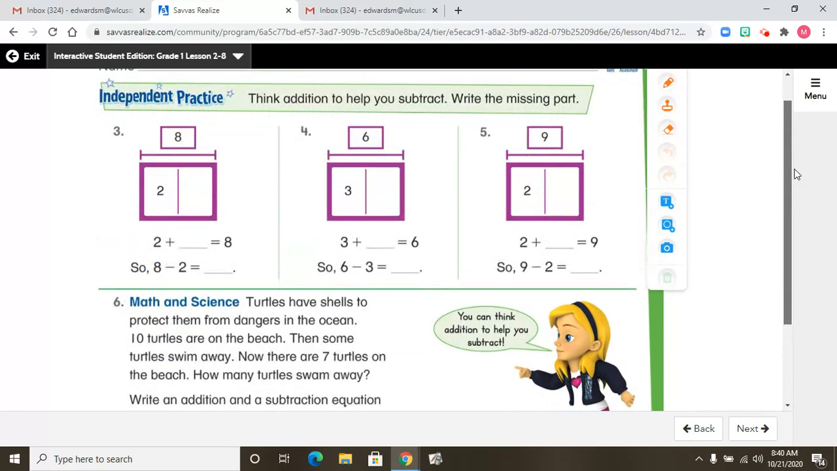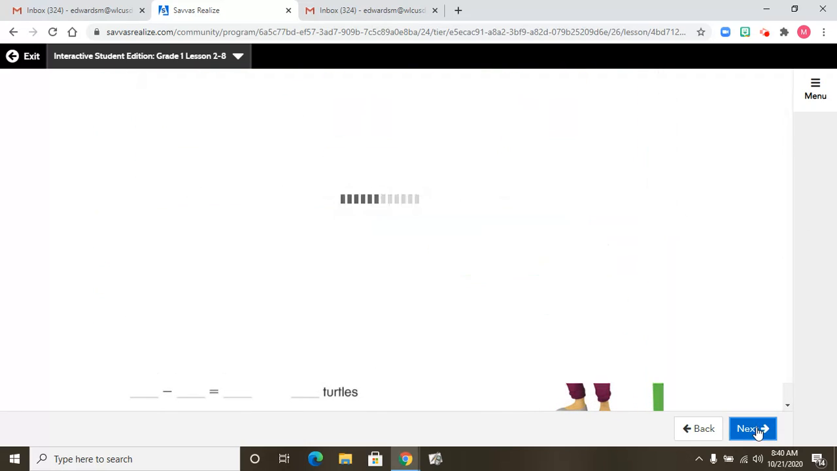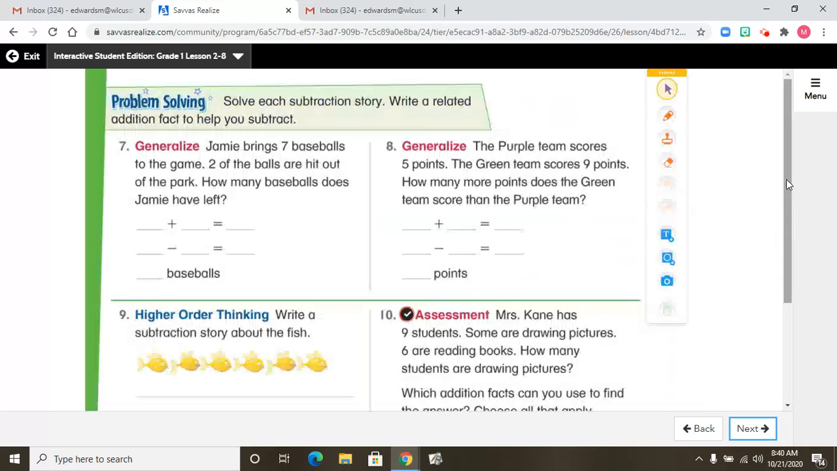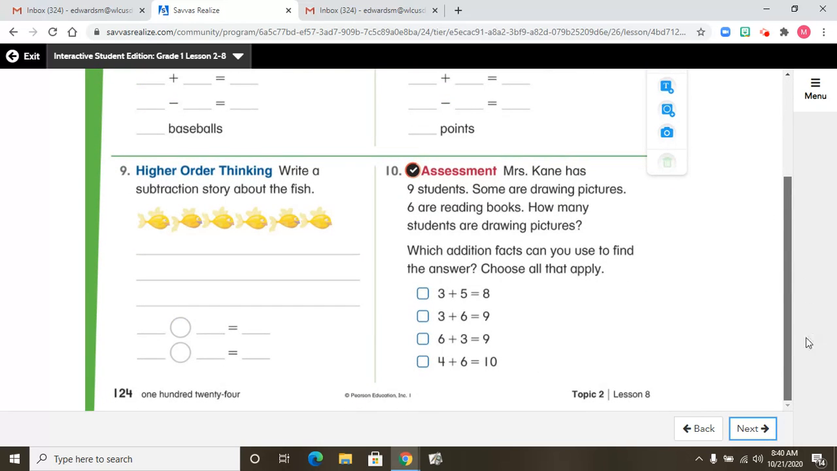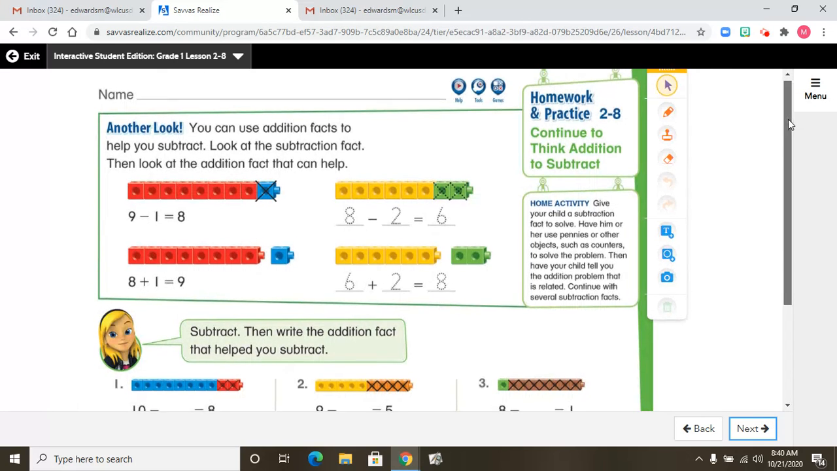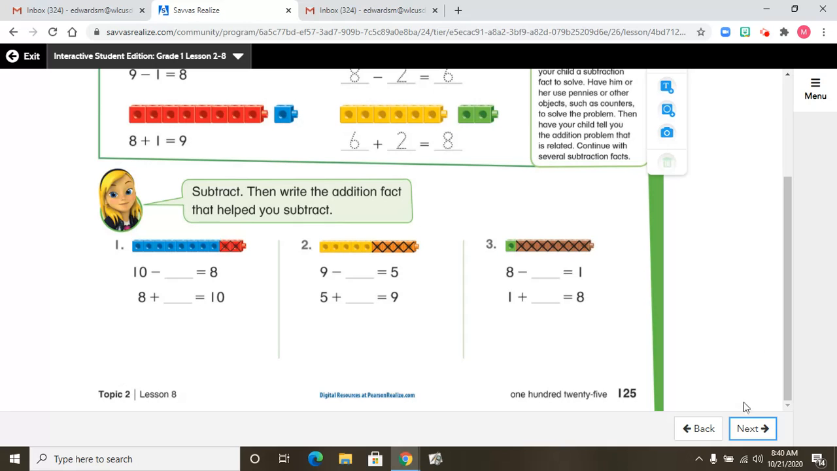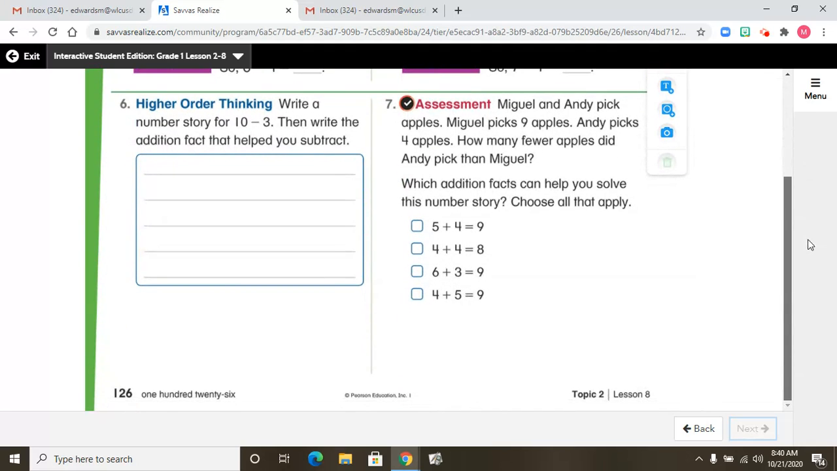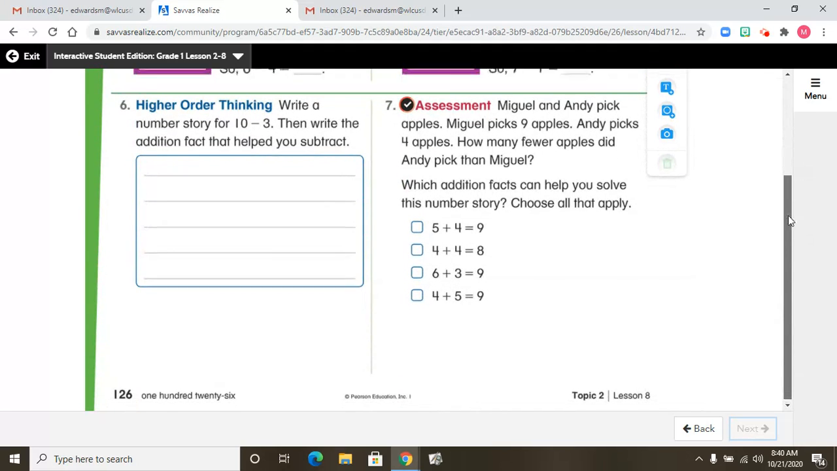If you would like extra practice once you are done with that page, you can do the next page, 124, story problems. You can also do 125 with the cubes. And you could also do page 126. Okay, more story problems.